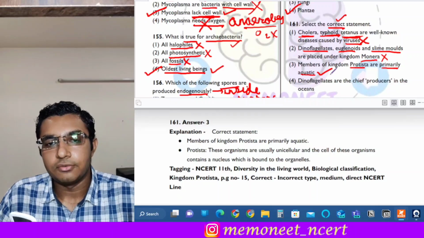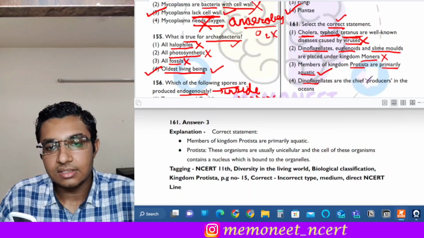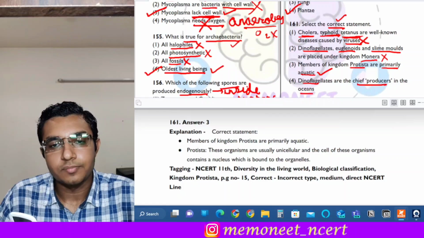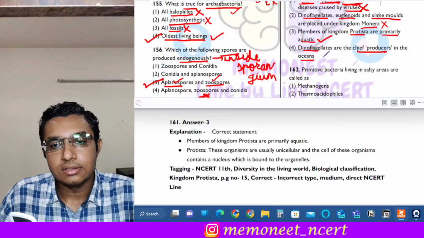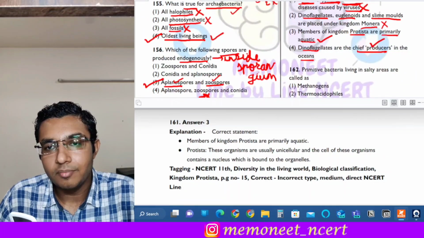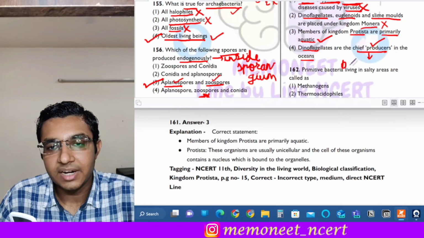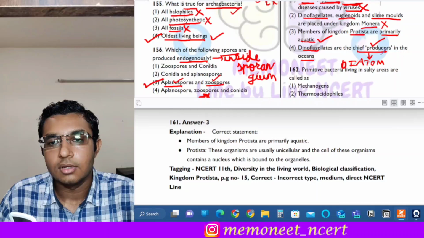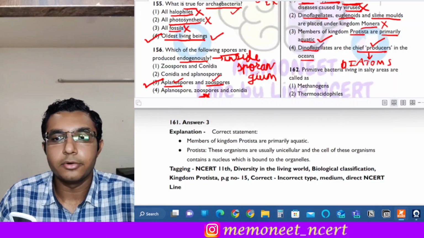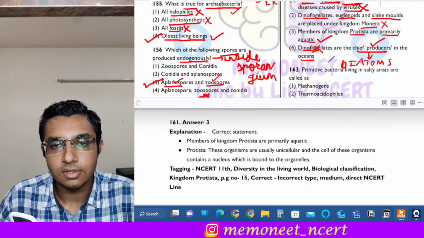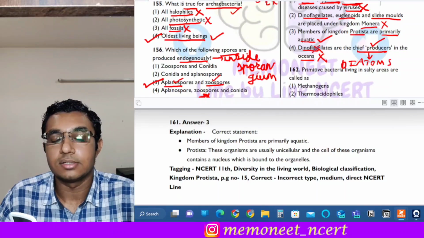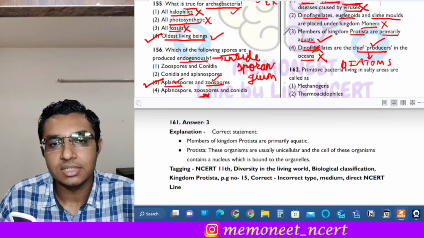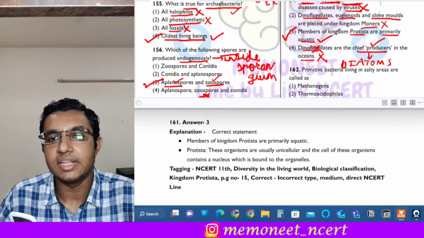The fourth statement is: dinoflagellates are the chief producers in the oceans. Now see, the term chief producers is given to whom? If you have read the NCERT, the term chief producers is given to diatoms. So the diatoms are the chief producers of the ocean, not the dinoflagellates. So this statement is also incorrect. So the correct answer to this question is option 3.